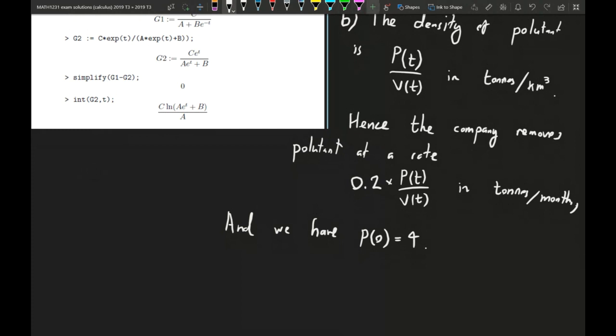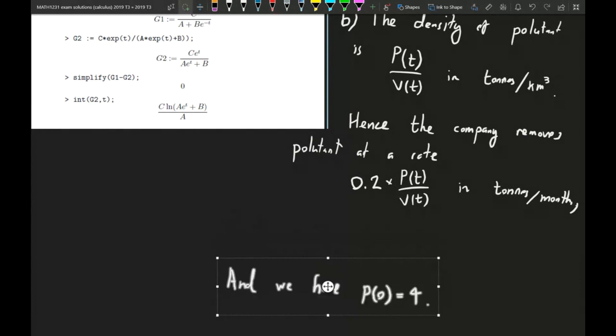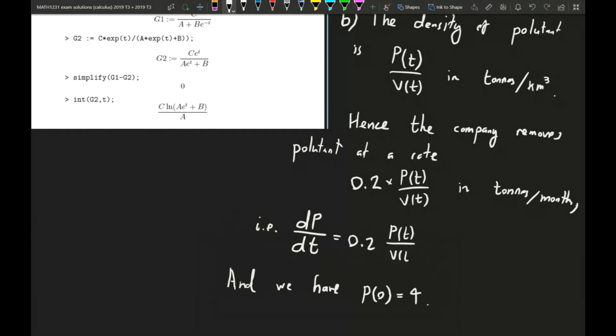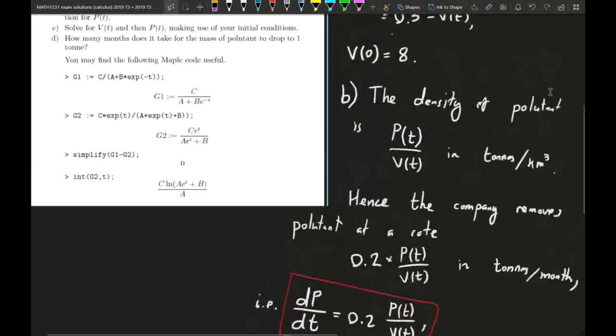So I might just slip that in here, how this looks as a differential equation. So i.e. the rate of change of pollution with time is just what the company is pulling out. It's 0.2 P of T over V of T. And we have our initial condition. Now, these are important for the next 2 parts, so let me just highlight them somehow.